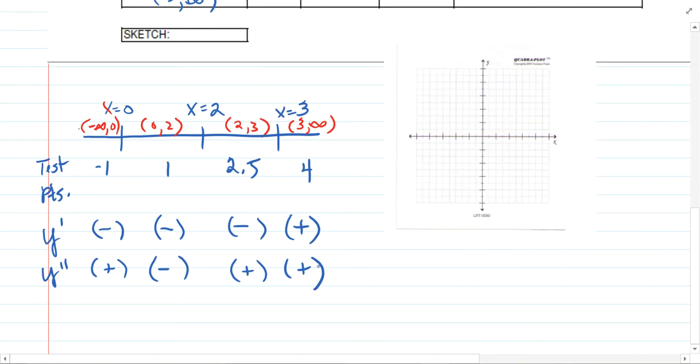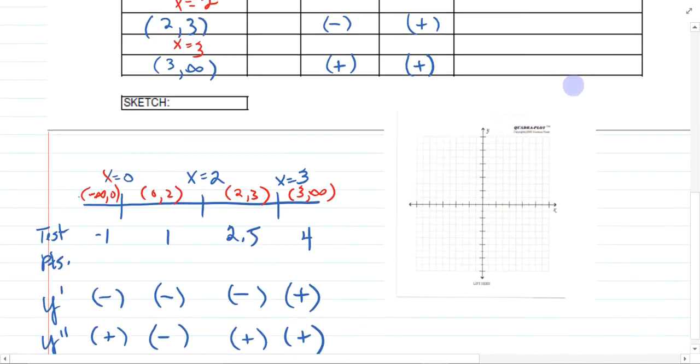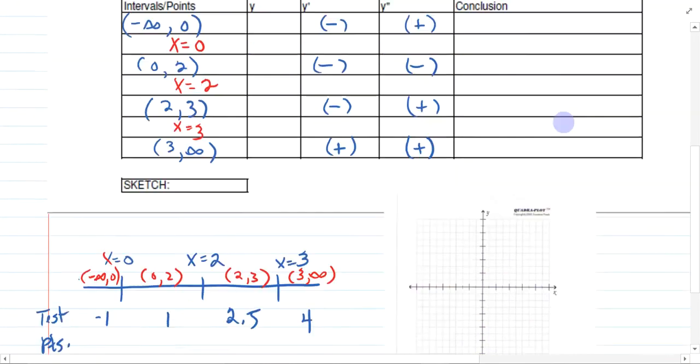Okay? Now we're going to transpose that up to our chart, and this row is going to become this column here. And we'll put it where the intervals are. So we had a minus, a minus, a minus, and a plus. And we're putting it for those intervals that we had. And for y double prime, we had plus, minus, plus, plus. So we simply took what we found down here and we transposed it vertically to here.